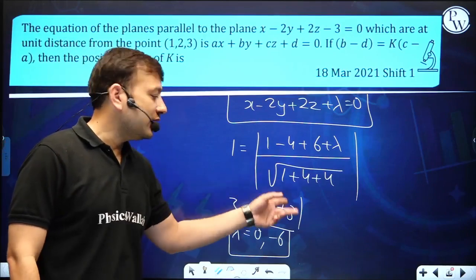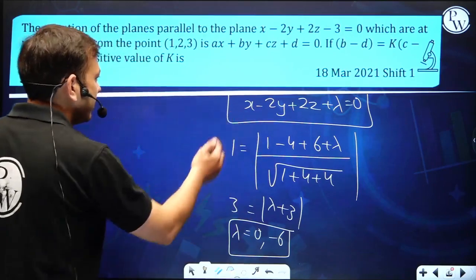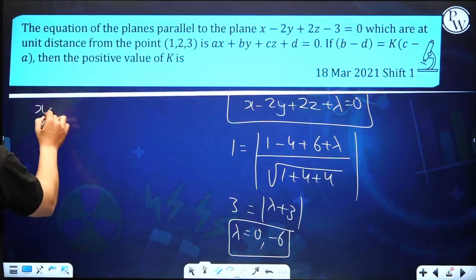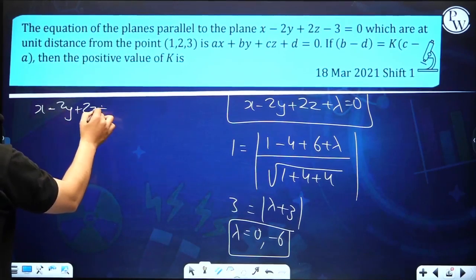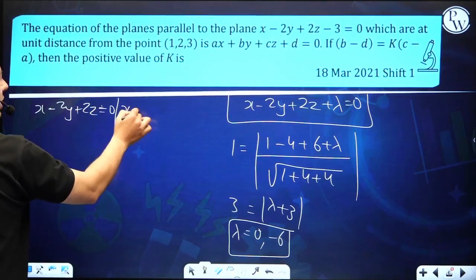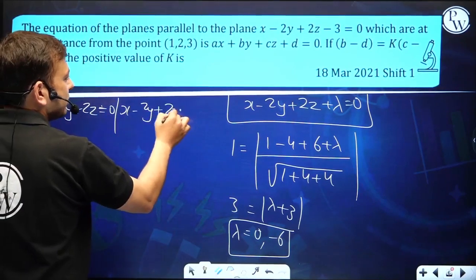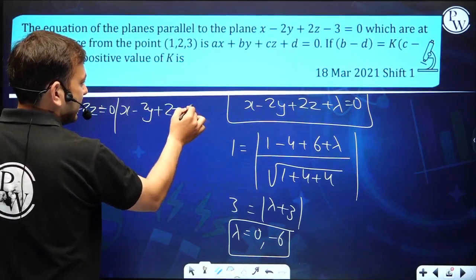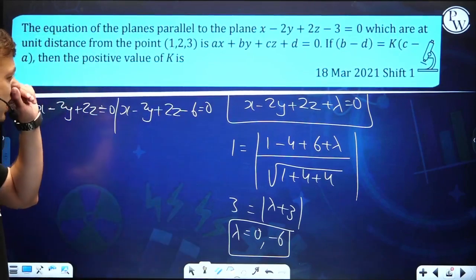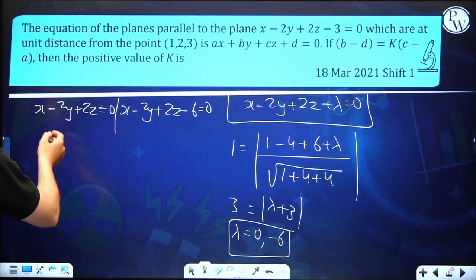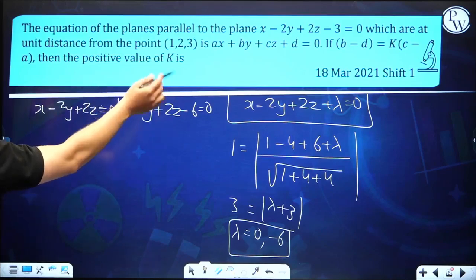Now put these values here. So it is x minus 2y plus 2z is equal to 0, or x minus 2y plus 2z minus 6 is equal to 0. I got these two equations. Now, B minus D, you have to compare with this.